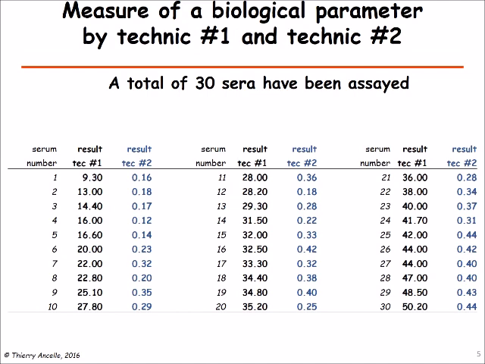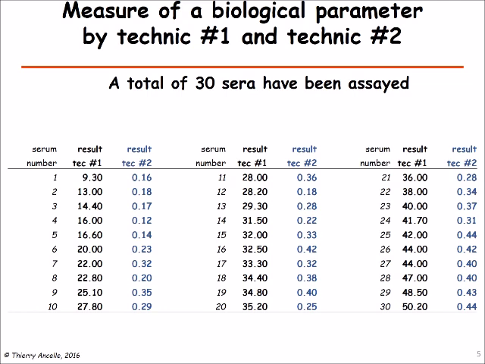Here is now a second list of blue-colored numbers that are the results of the analysis of the same sera by a second technique. This is still a quantitative variable expressed by a number, and you will notice that the units are not at all the same as those of the first technique. We now have two sets of values of two quantitative variables. Each serum was tested twice. Both series are called paired series.